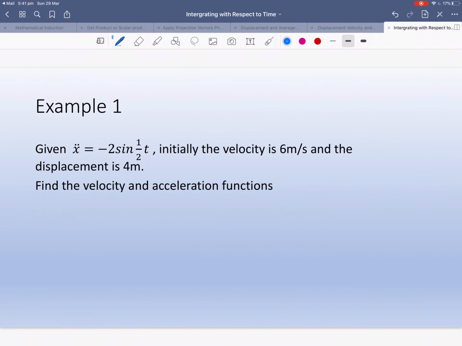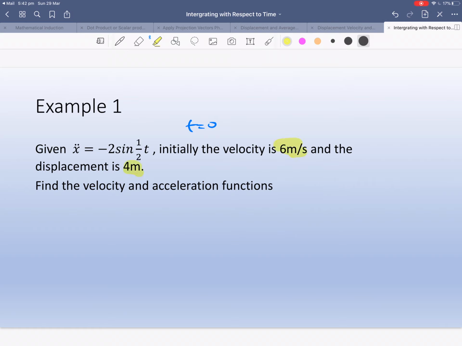Okay, so given a, what's another symbol for this? Hopefully you're shouting out, it's acceleration. It's the same thing. Initially, so what does initially mean? t equals 0. So remember, initially means t equals 0. The velocity is 6 meters per second and the displacement is 4 meters. Find the velocity and acceleration functions.